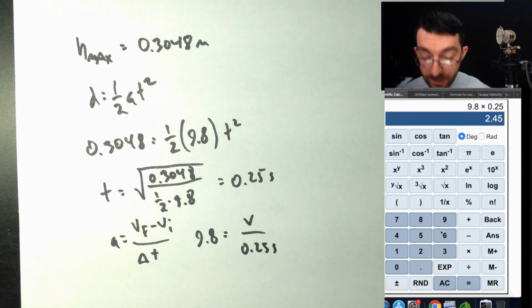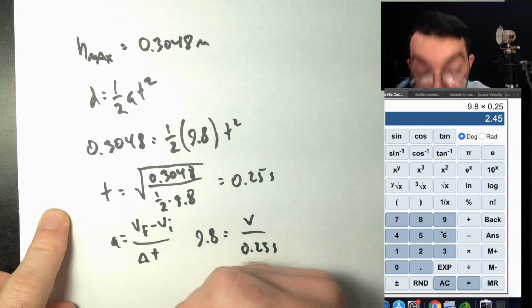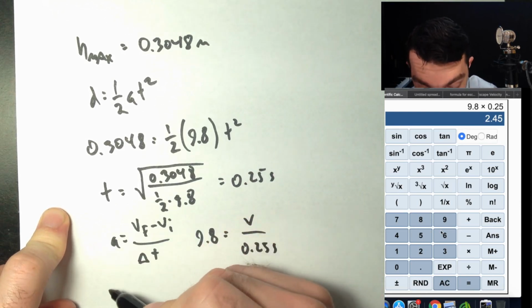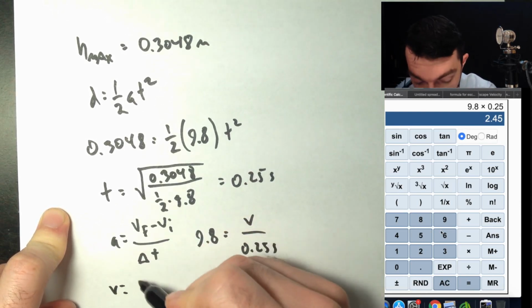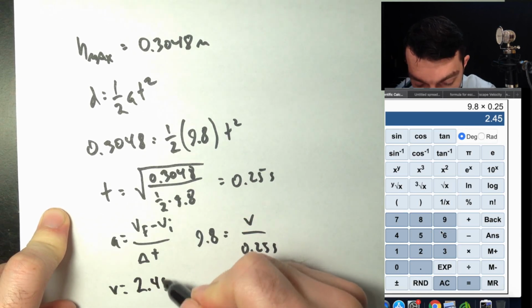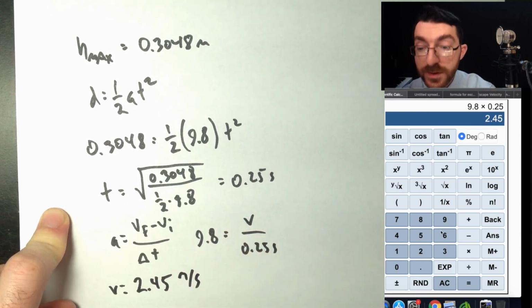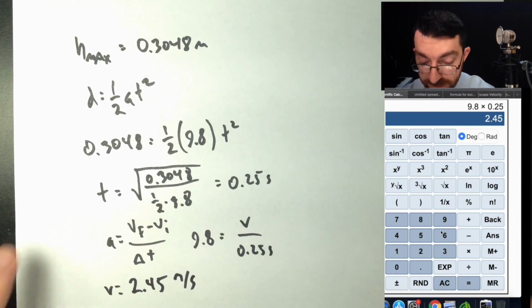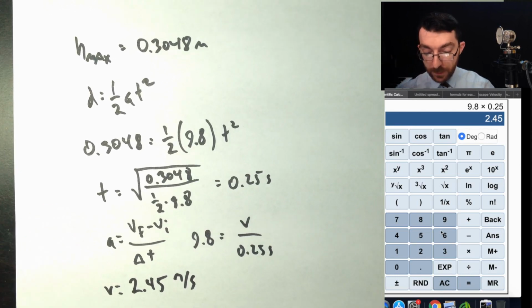2.45 meters per second. So my jump has a velocity of 2.45 meters per second. That's how fast I can jump. Okay, now we need our equation.